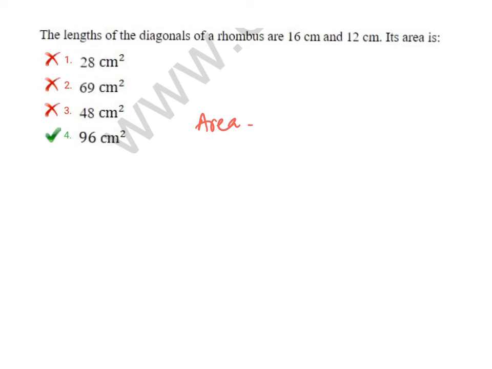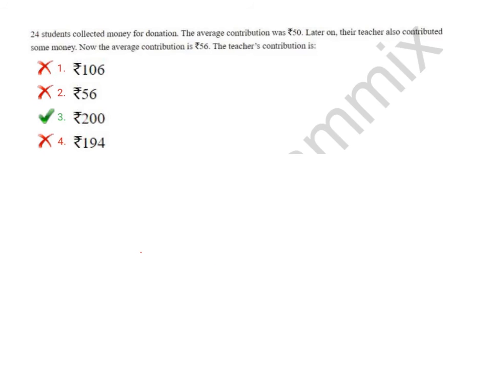Then the next, the lengths of the diagonals of the rhombus are given and it is asking you the area. The very important thing about the rhombus is the area, that is half into d1 d2. So 1 by 2 into 16 into 12. We know 8 12s are 96 centimeters square. That's again a silly one.